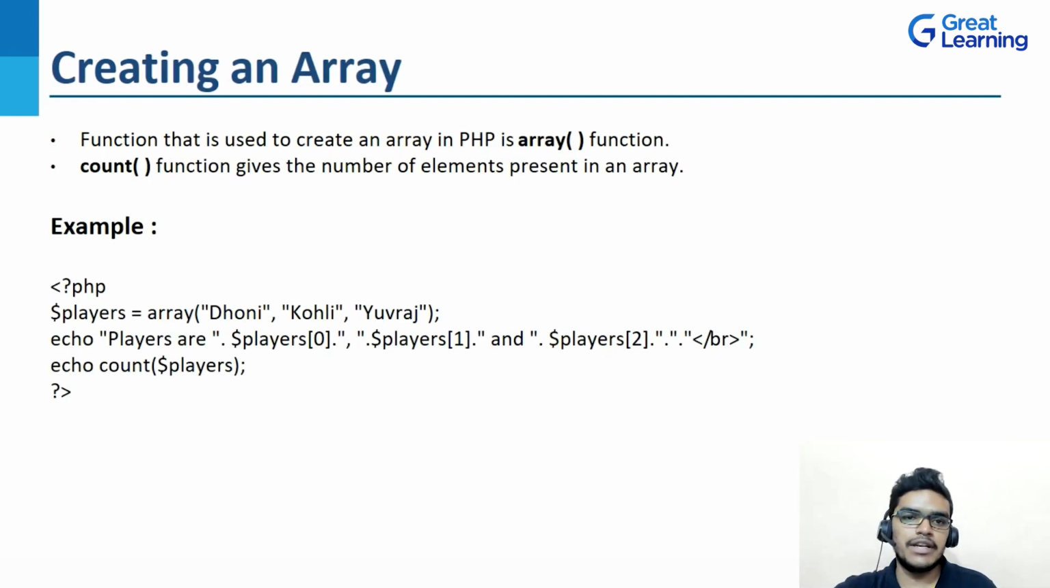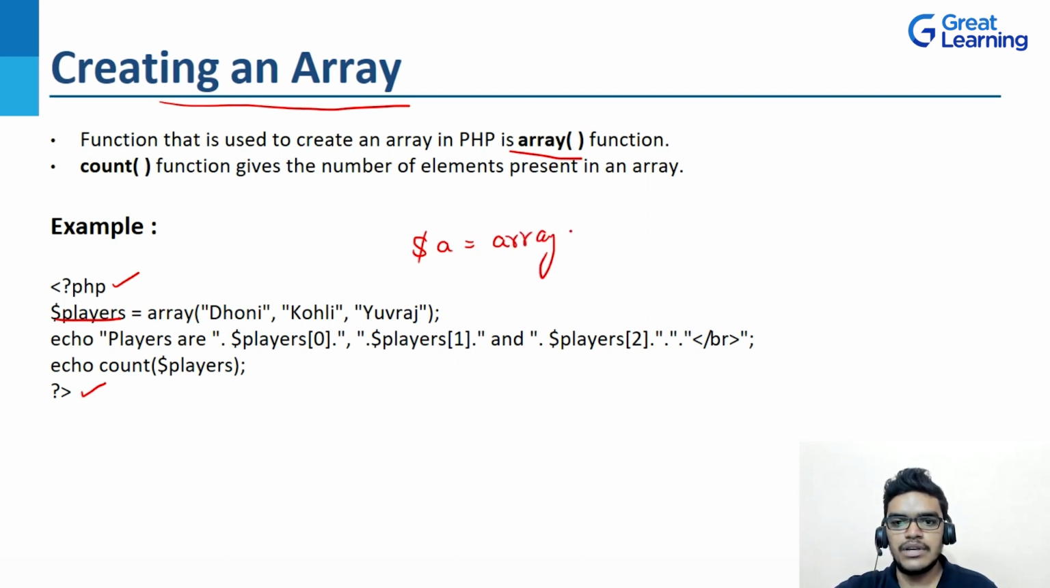Now let's see the creation of an array. Here in PHP the function that we will be using to create an array is the array function, right? So this is the basic syntax of PHP, and this is the variable that I have created for the array. Inside this variable, let's suppose I'm creating a variable a, then I will use an array function, and inside this array function I will store multiple values, right? Suppose here I'm writing great, here I'm writing learning. Okay, so this is my array.